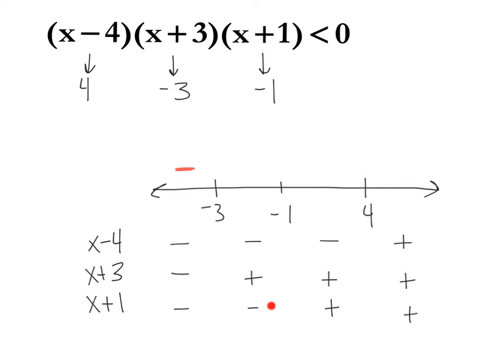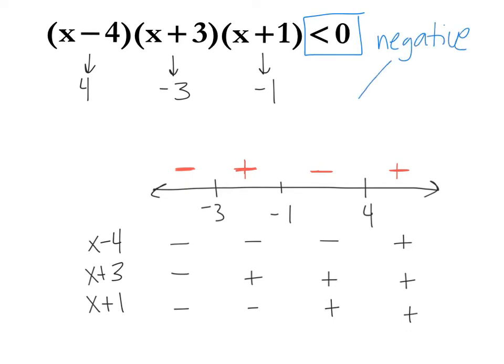And then let's do a negative times a positive times a negative. That's going to be a positive. And then positive times positive times negative is negative. And then positive times positive times positive is positive. So here's my overall solution, and then let's talk about what we're looking for in this problem. This problem is asking, when I multiply all these things together, when is it less than 0? That means negative.